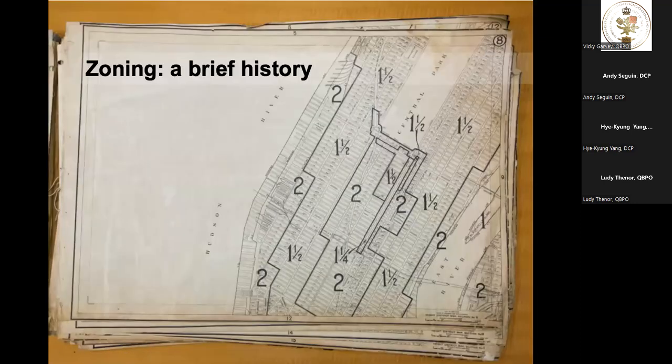So after going through some of the basics of how zoning works functionally, I just wanted to cover some of the historical context, because it is helpful to understand what these forces are that created the need for zoning in New York City, and how it's been updated over time to reflect how the city has evolved.